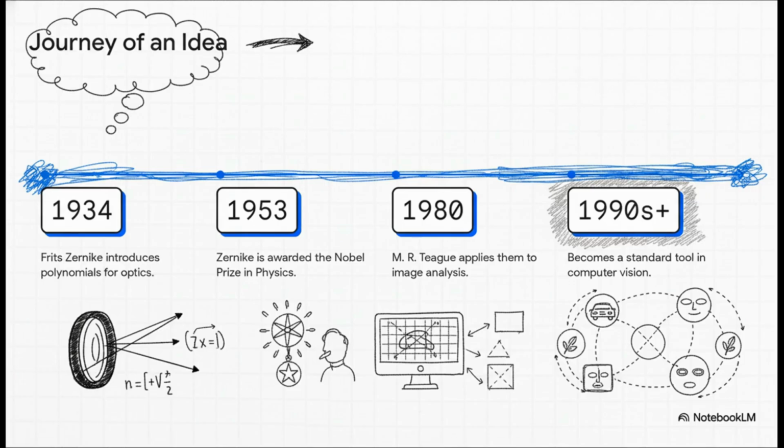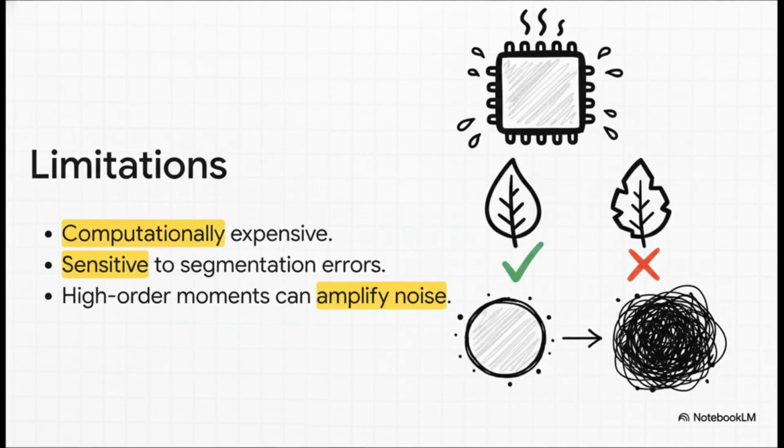But here's the crazy part. It took nearly 50 years, until 1980, for another researcher, M.R. Teague, to have that aha moment and realize, hey, we can use this math for analyzing images. And just like that, Zernike Moments were born. But nothing's perfect, right? To get this kind of amazing accuracy, it does take some serious number crunching. Calculating all those different moments can be pretty intensive for a computer, and they really need a clean image to work with. If the object isn't clearly separated from the background, the results can get a little messy. So getting that perfect silhouette is super important.